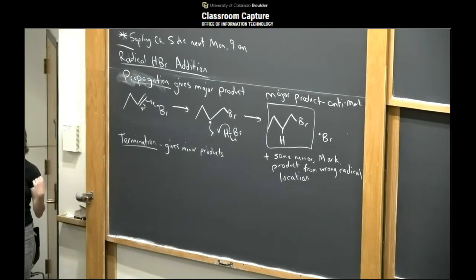Okay, any other questions about this? Yeah, in the back. We're asked to identify minor products. Will questions like that specify whether it's in the propagation or the termination step? It might or it might not. I'm just trying to remember exactly what questions I have on the Sapling homework for this chapter. If it doesn't specify, try showing both and see if that does it.